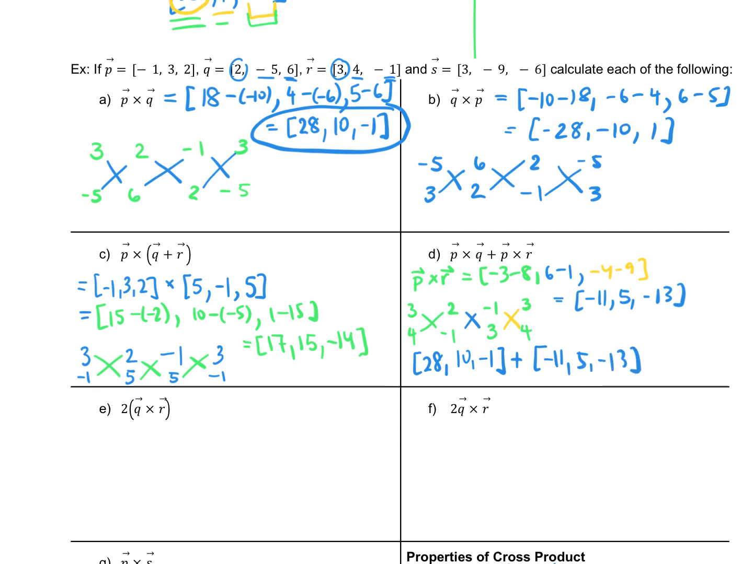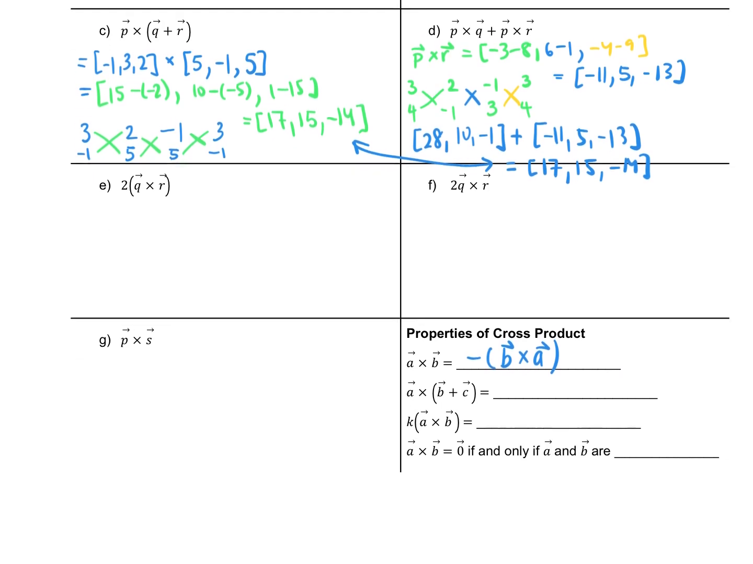And we get 17, 10 plus 5, 15, and -14. They're the exact same thing. So just like we could apply that distributive property to our dot product, we can do it for our cross product as well. So let's write that conclusion. A cross B plus C is the same as A cross B plus A cross C.